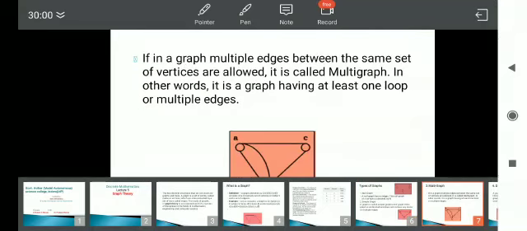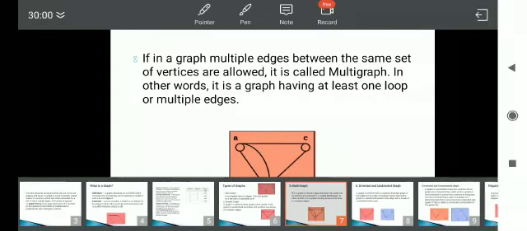Next is multigraph. If multiple edges between the same set of vertices are allowed, it is called a multigraph. In other words, we can say that if a graph has at least one loop and multiple edges, यदि किसी ग्राफ में loop और multiple edges हैं जो कि same vertices से आ रहे हैं और same vertices से जा रहे हैं, जिनका सोर्स और डेस्टिनेशन सेम वर्टाइसेस है, तो वो ग्राफ हमारा मल्टी ग्राफ कहलाता है.